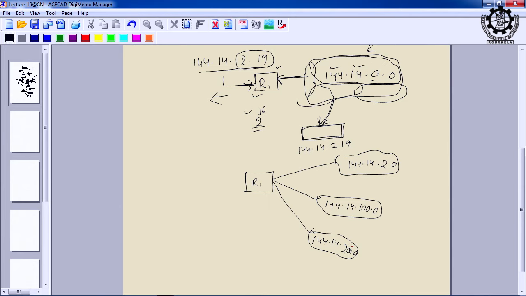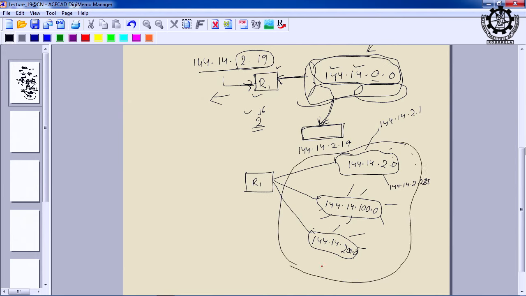Possible? So, now these are again network addresses, and the hosts connected to this network will have numbers starting from 144.14.2.1 till 144.14.2.255. So, all the hosts now belong to this subnet, and similarly other hosts will be connected here, and this is how the subnet is configured out of the bigger network whose address is the previous one, 144.14.0.0.